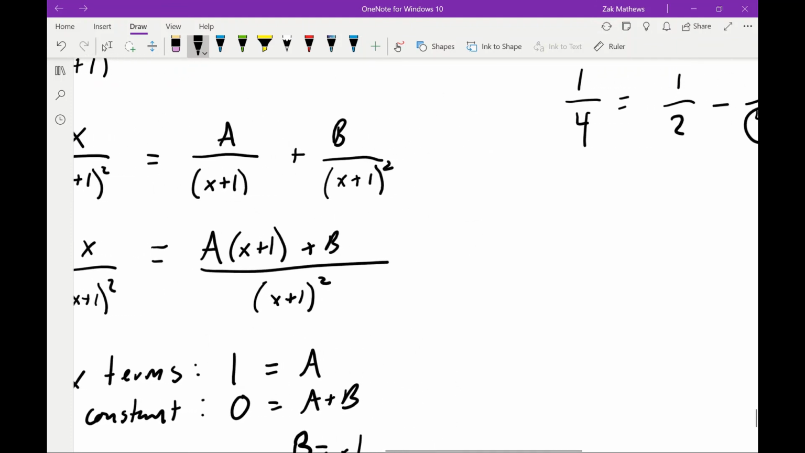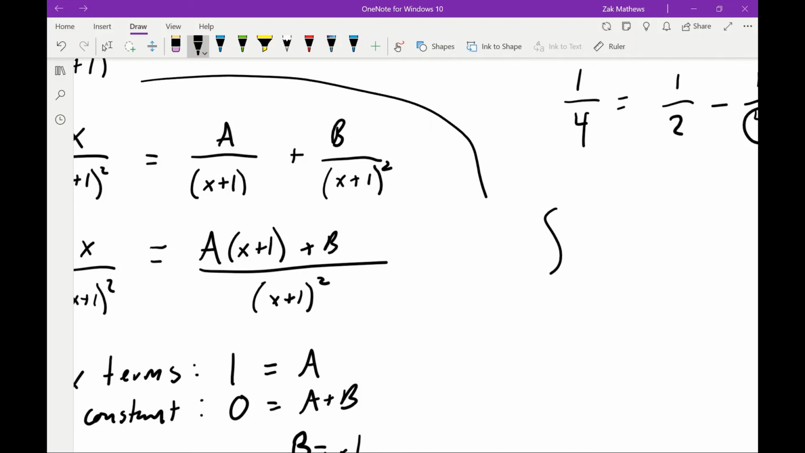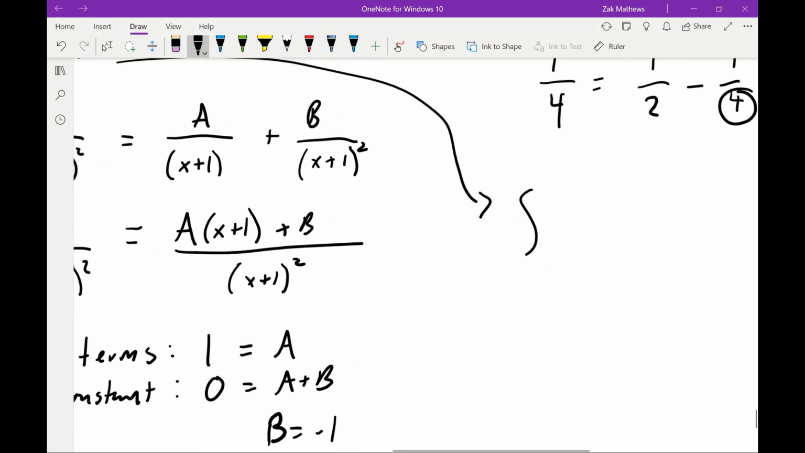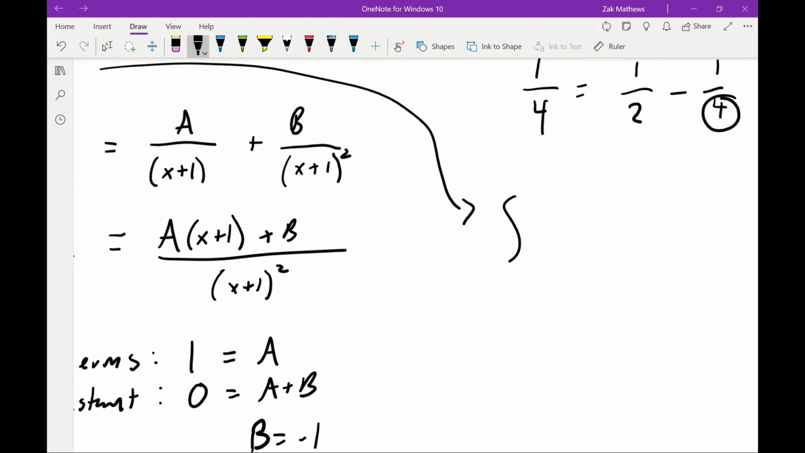And so now we can express this integral. I'll draw my little arrow. It's cleaner to do this if you spread it out a little bit more, but just for the sake of being able to see all my work on one screen. Now I can write this as 1 over x plus 1 minus 1 over x plus 1 squared dx.